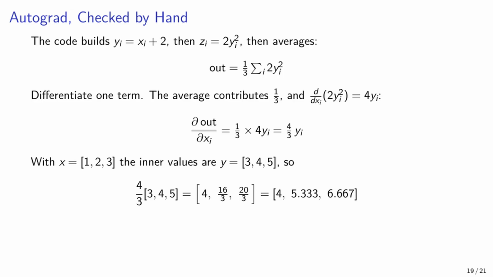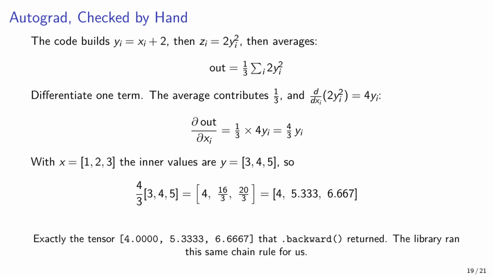4/3 times those is 4, 16/3, and 20/3, which is 4, 5.333, and 6.667. Exactly. The tensor for 5.333, 6.667 is what .backward returned. The library ran this same chain rule for us, term by term.